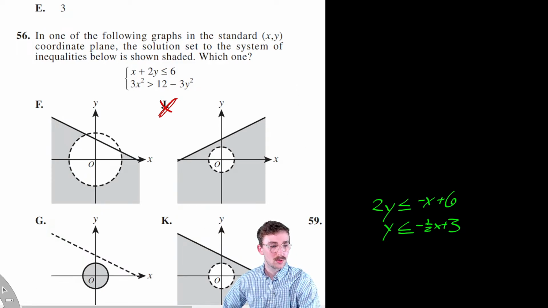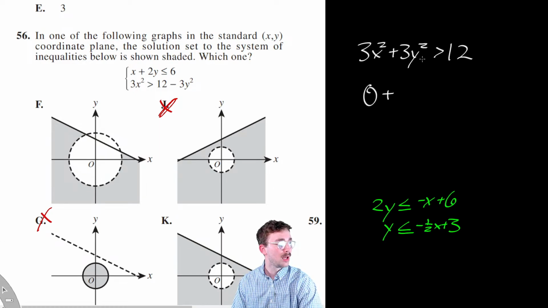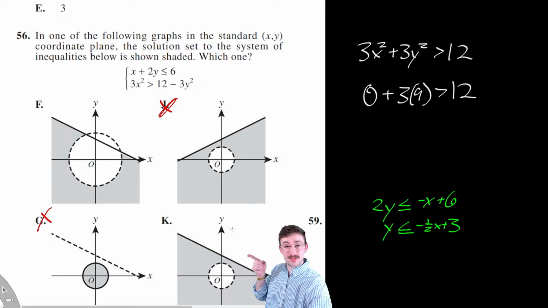I want to rewrite the circle equation as 3x squared plus 3y squared is greater than 12. Immediately, greater than 12 means that it's doing the outside, so it's not going to be g. And then if I plug in 0, 3, what do I get? I get 0 plus 3 times 9, which is indeed greater than 12. So that means it would be outside of the radius.